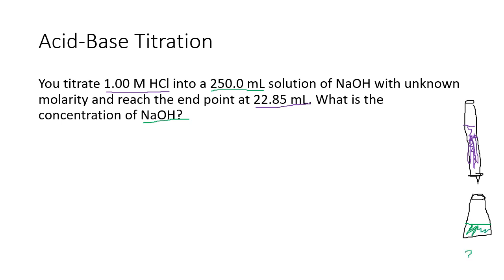Okay, and so I'm saying I start out with 250.0 milliliters of NaOH. And I'm saying that I'm starting out with 1 molar HCl. And I use up 22.85.